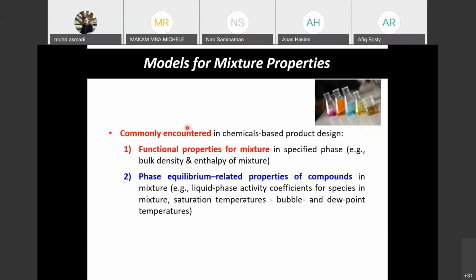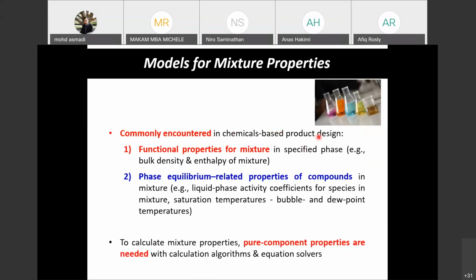Okay. So to calculate these mixture properties, definitely you need the pure component properties, with the calculation algorithm and equation. That's why when we learn chemical engineering thermodynamics, we learn about the pure component first before we proceed with the mixture, because we need the information of the pure component. We want to know the behavior, the basis.